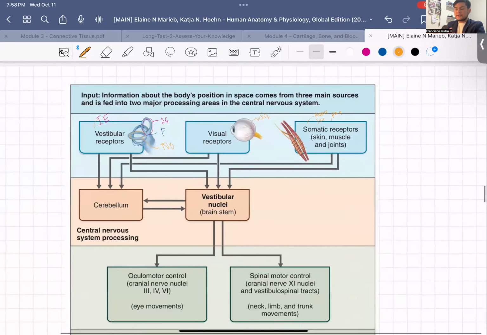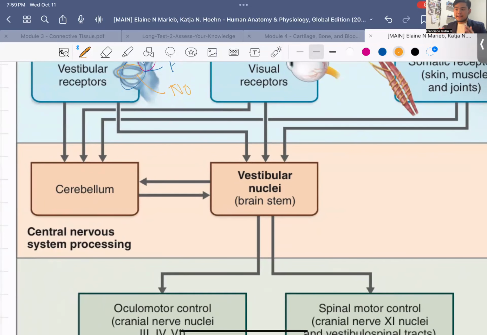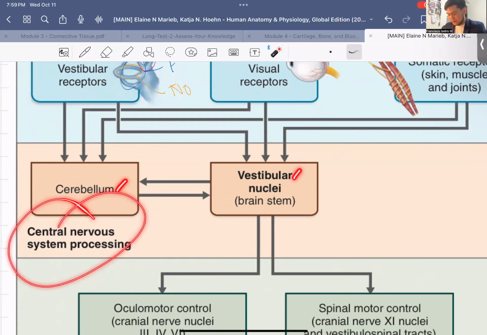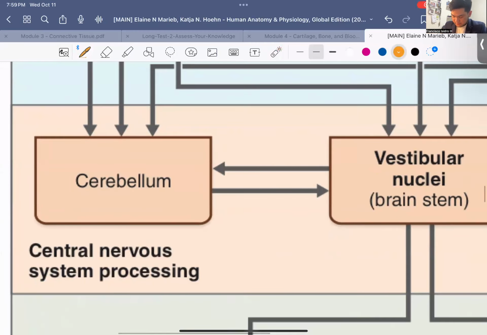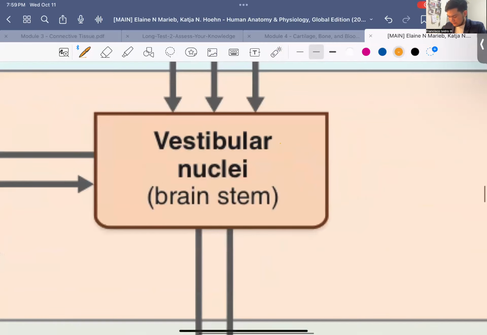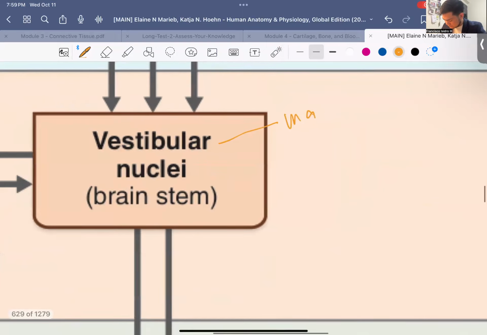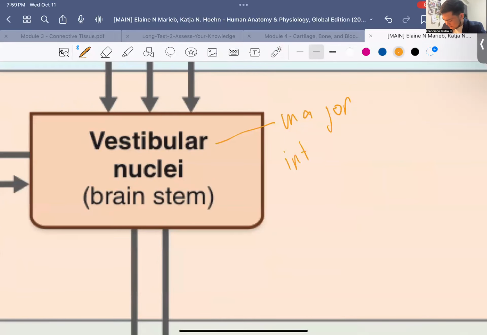So once the receptors have gathered this stimulus, they are processed through the central nervous system processing, through the cerebellum and the vestibular nuclei. They are responsible for the coordination of movement in the body. So your cerebellum, it coordinates movement. Now, the vestibular nuclei naman, it is the major integral center for balance.